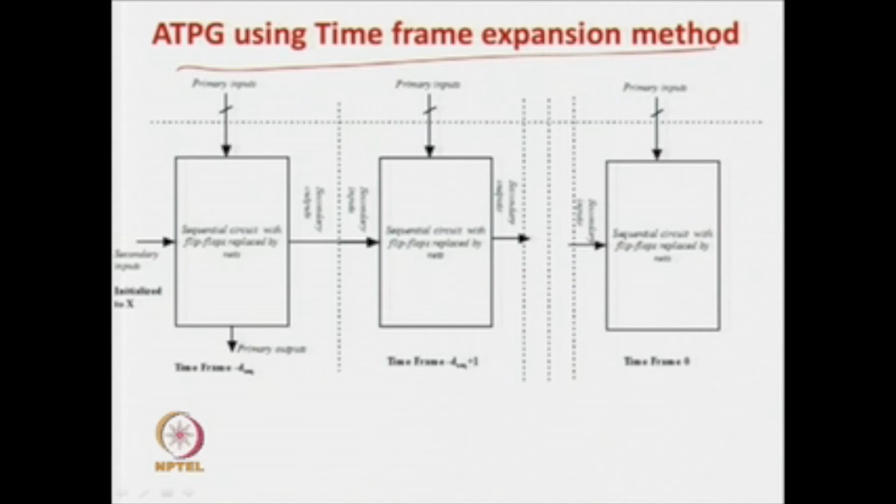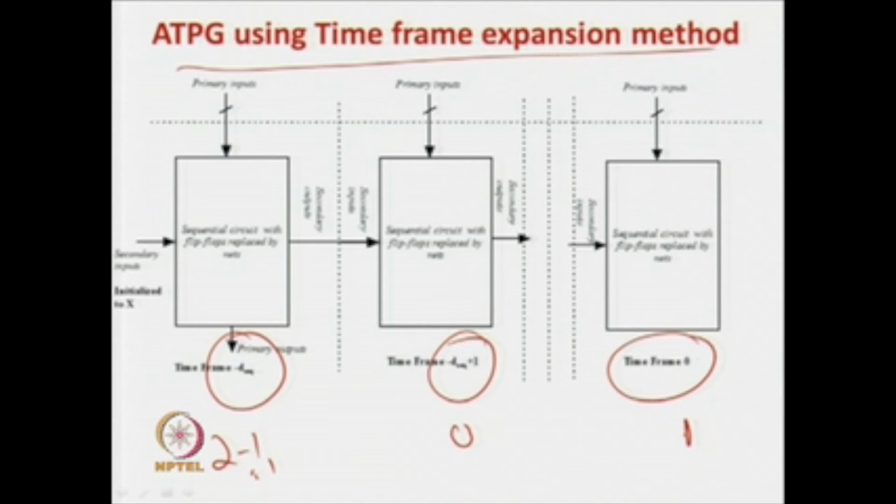If the sequential depth is D, then we require time frames labelled minus D, then minus D plus 1, and so on till 0. In this case our sequential depth was 2, so the frames were minus 2, then minus 2 plus 1, that is minus 1, and finally 0. Finally we applied A equal to 1, B equal to 1, with which we did the testing.